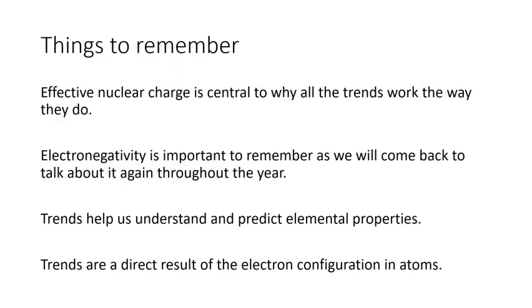Okay, so to wrap this up, things to remember: effective nuclear charge is central to why all the trends work the way they do, right? How strongly the nucleus is pulling on those valence electrons and how much shielding there is. Electronegativity is going to be important to remember. We'll come back to it throughout the year. The trends help us understand and predict elemental properties, and the trends are directly a result of the electron configuration in atoms that we have been talking about recently.